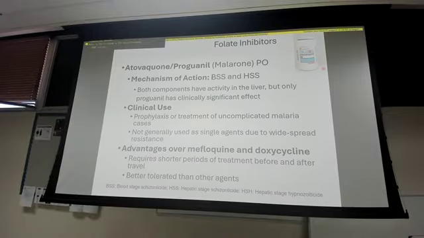Okay, so we're out of the lines now and looking at folate inhibitors. Specifically, we have atovaquone and proguanil, and this is given as a combo pill.